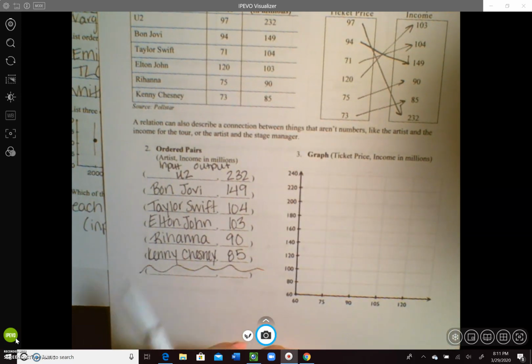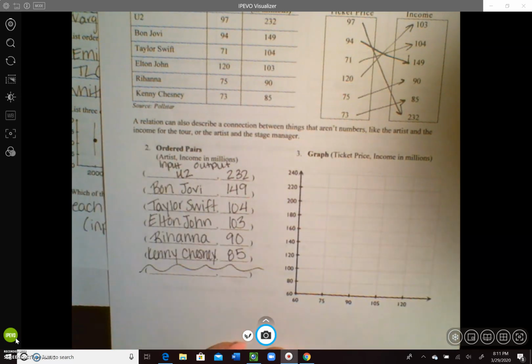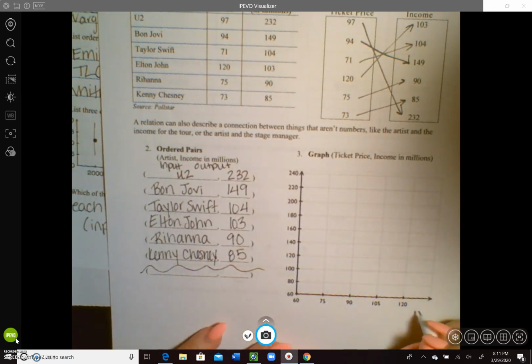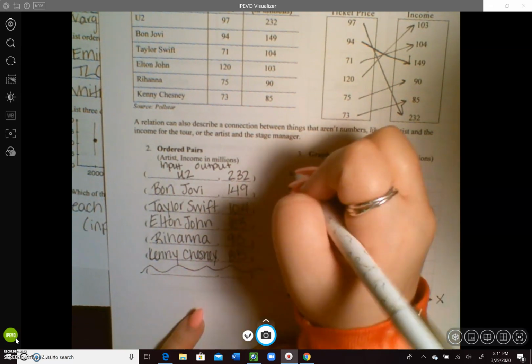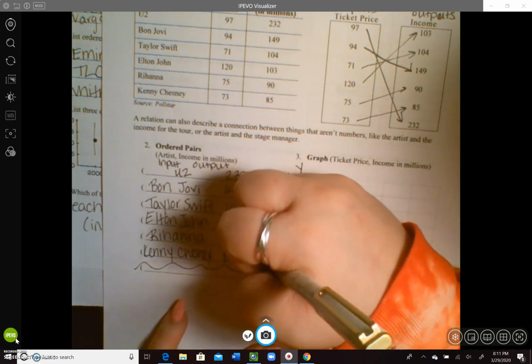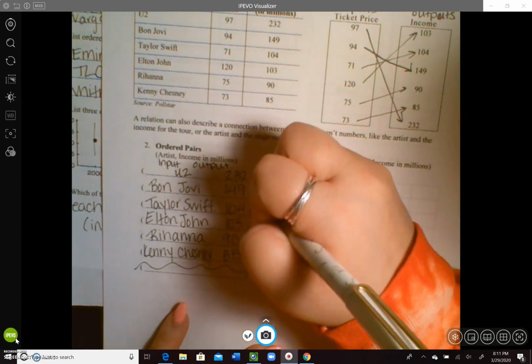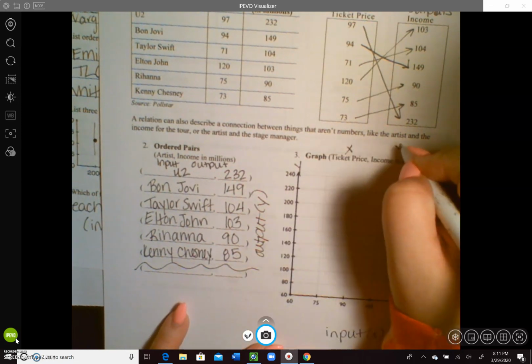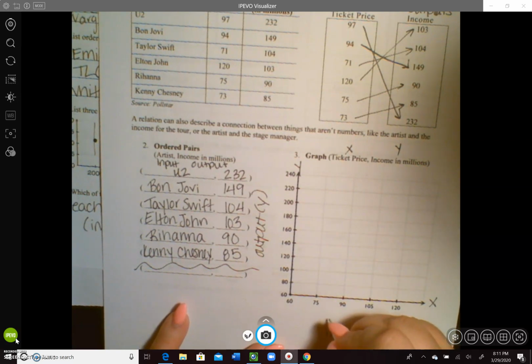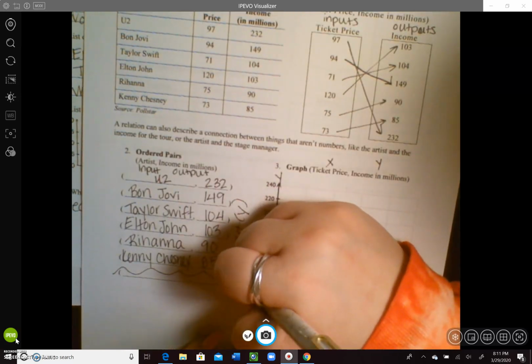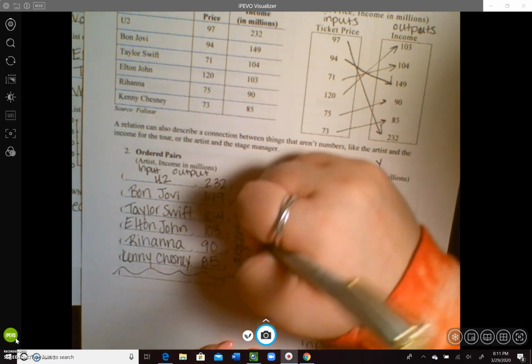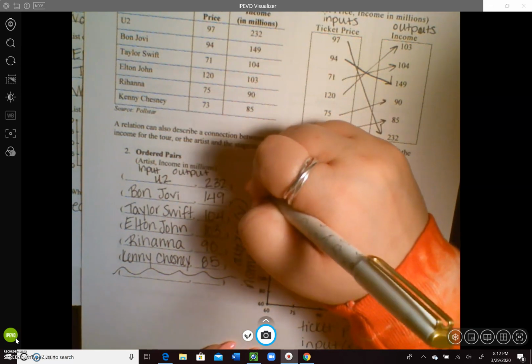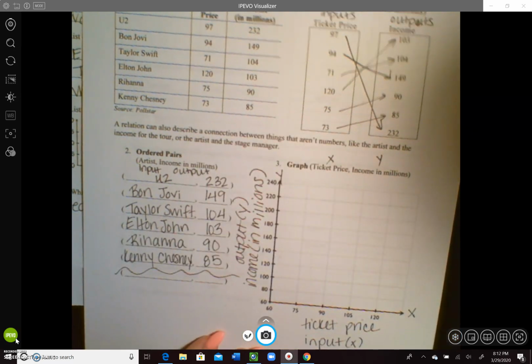Graphing. Graphing is just an extension of ordered pairs. We graph ordered pairs on our graph. Every time we graph, our x-axis is always our input, and our y-axis is always our output, just like our ordered pairs. In this case, our x is our ticket price and our y is our income in millions. So ticket price here on the x-axis and income in millions on the y-axis. I'm labeling them, it's important.